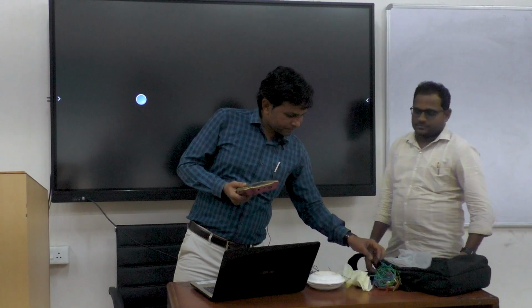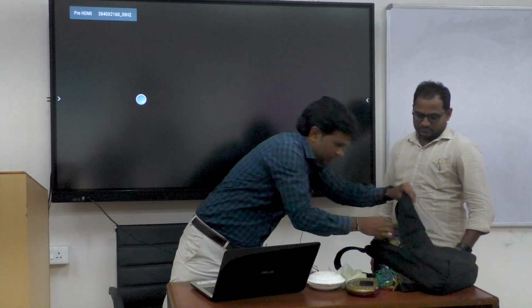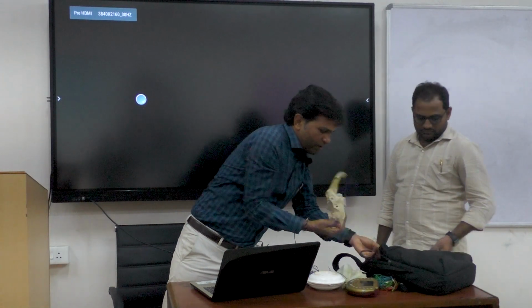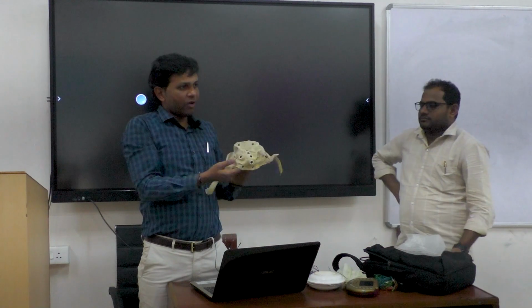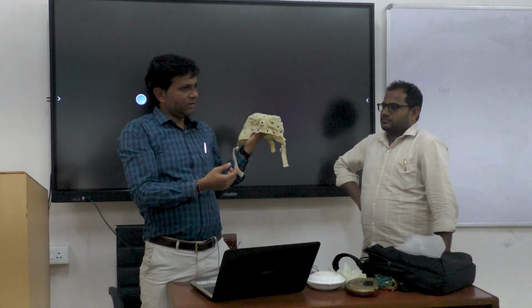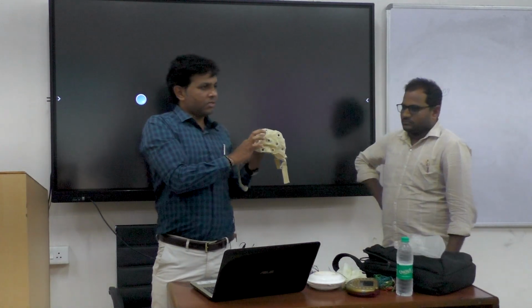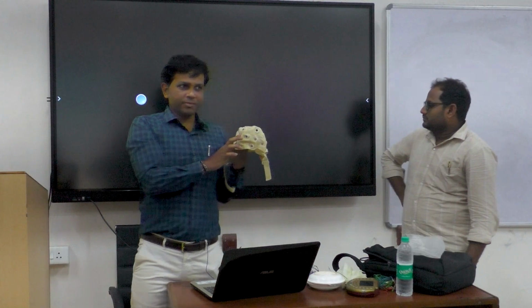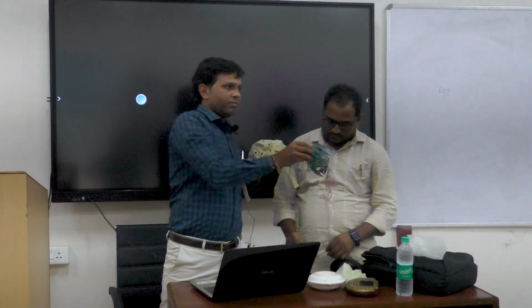So now, we have a 32 channel EEG cap which you normally keep on the person's scalp. Fine. Each of these is one representing a channel position. We have as many electrode wires as we require, a sufficient number.